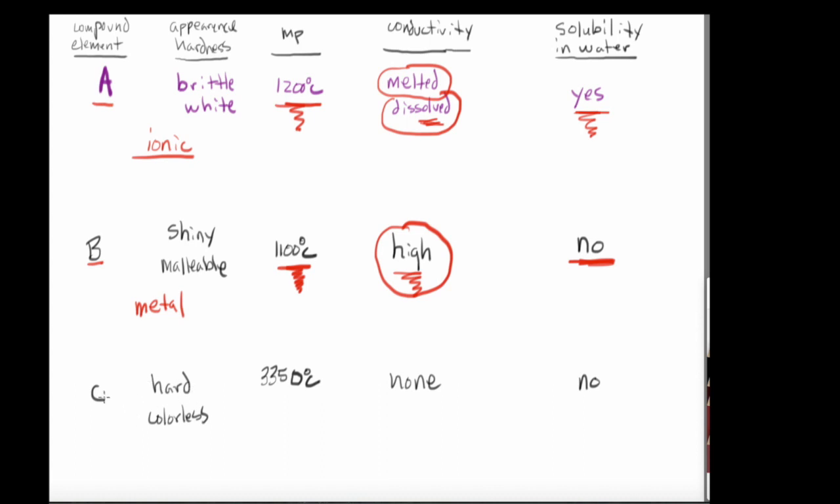All right, the substance C, it's very hard, it's colorless, it has a very, very high melting point, 3,350 degrees. There's no conductivity associated with it, and it's not soluble in water. This is most likely a network solid. And because it's colorless, it could be diamond, but maybe there's something else out there that's a network solid that could also be colorless.